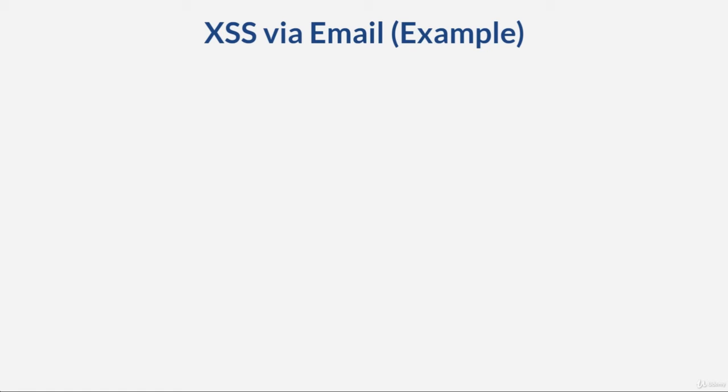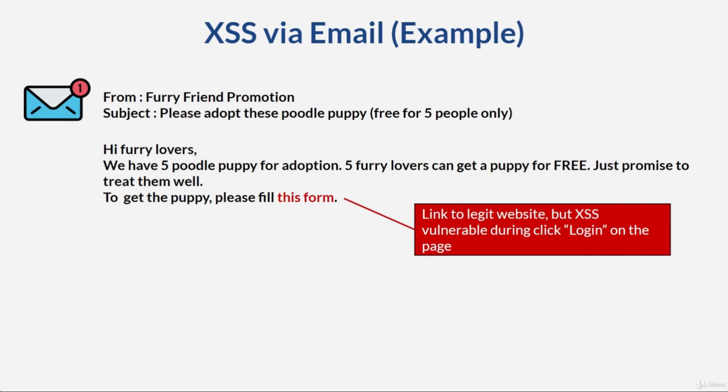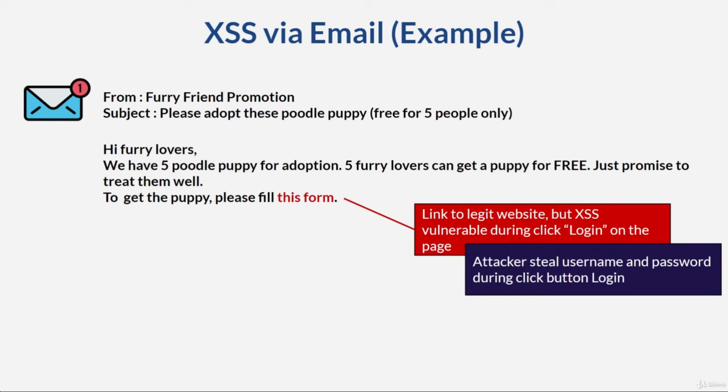The attacker can send an interesting email like this. The sender's name seems legit, so the victim clicks the link to open the form. The victim is redirected to furryfriend.com, which is a legitimate website but vulnerable. Since the victim wants to get a free cute puppy, he logs in to the website. But the login page vulnerability is utilized by some script, so when the victim logs in, he also gives his username and password to the attacker.